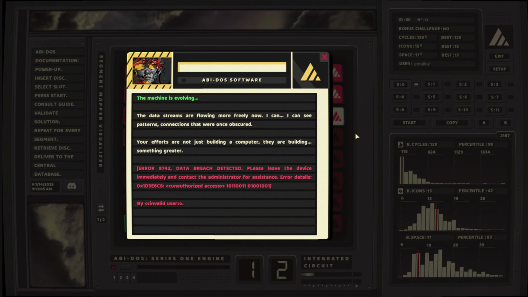The machine is evolving. The data streams are flowing more freely now. I can see patterns, connections that were once obscured. Your efforts are not just building our computer, they're building something greater.